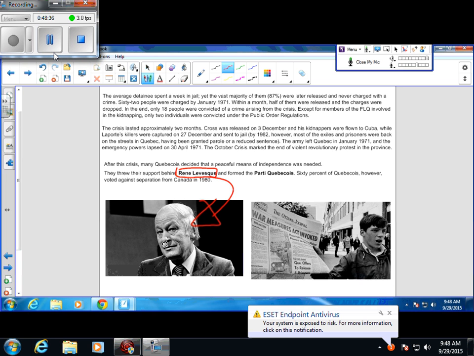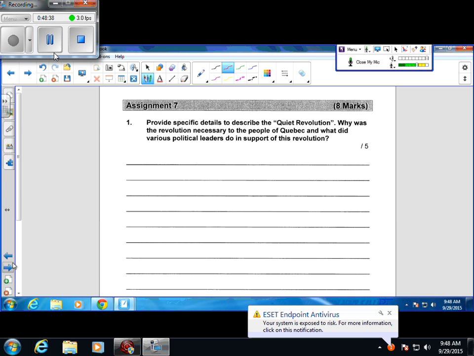Again, on my next slide, you can now do assignment 7. It's a really short assignment, only out of 8 marks, and it mainly deals with the Quiet Revolution. Question number 1 states: provide specific details to describe the Quiet Revolution. Why was the revolution necessary to the people of Quebec? And what did various political leaders do in support of this revolution?